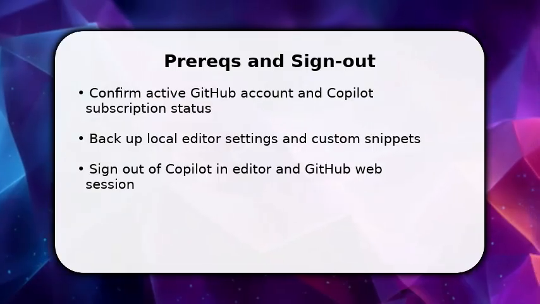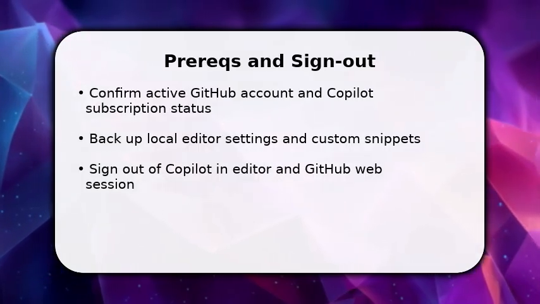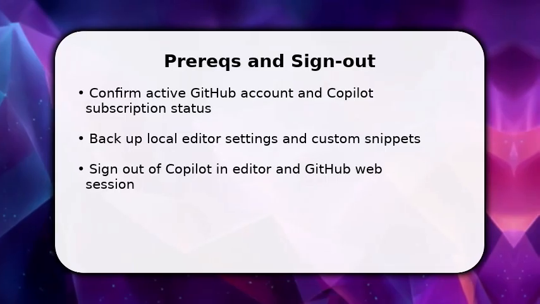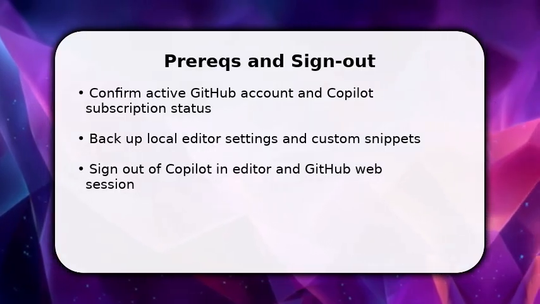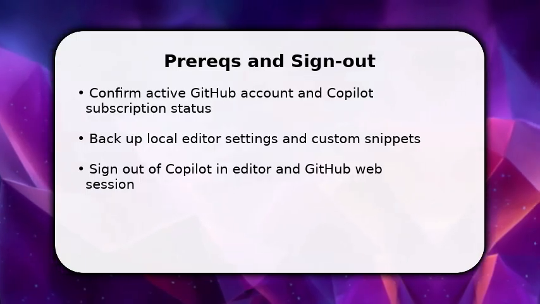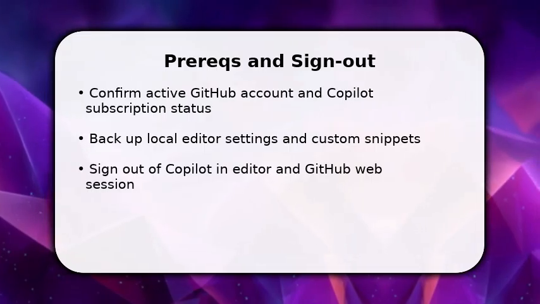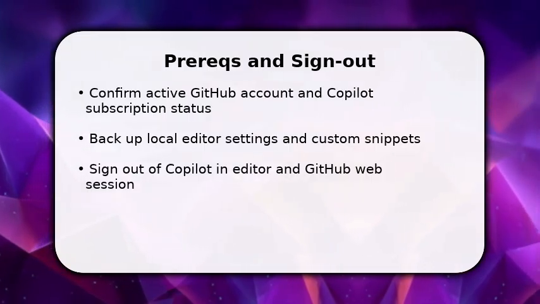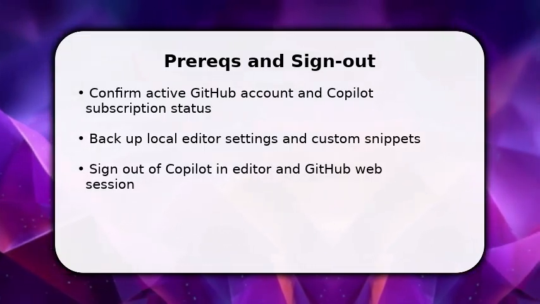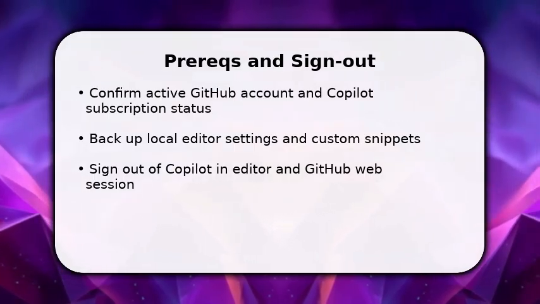You need a valid GitHub account and an active Copilot plan. Make sure you are signed in. First, back up editor settings and any custom snippets so you can restore preferences later. Then, in your code editor or IDE, open the Copilot extension panel and sign out. Also sign out of the GitHub web session to clear cached tokens. Once done, close the editor and wait a minute so temporary tokens expire before starting the reset steps.